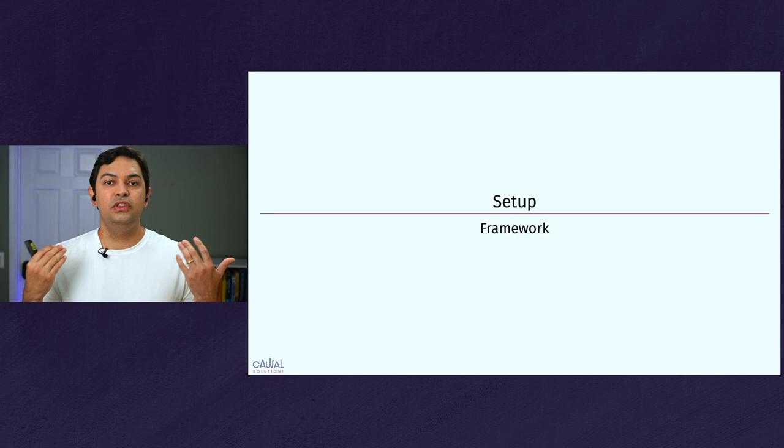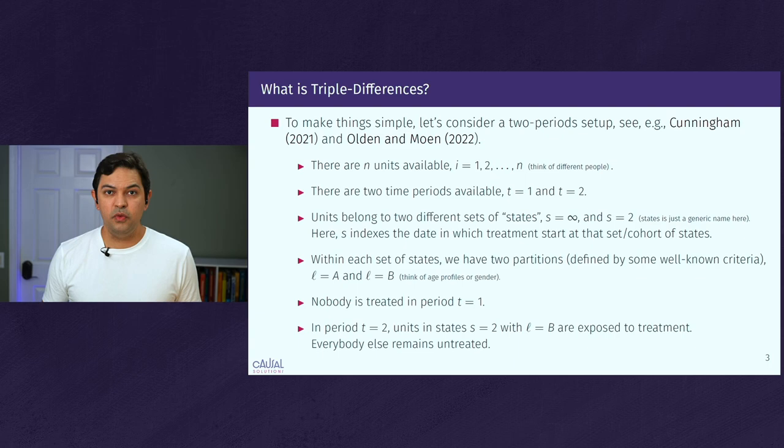So we're going to start as usual with the simplest case we can, right? Here is going to be the setup when I have two time periods only, right? We're going to have before treatment and after treatment. I'm going to have n different units. You can think about units being people, right? So individuals, like we have n of them, two periods before and after. And usually, period t equals 1 is going to be before, period t equals 2 is going to be after. And somehow, to make things interesting, now units are going to belong to different sets of, quote unquote, states. Here I'm going to denote the states with the little letter S.